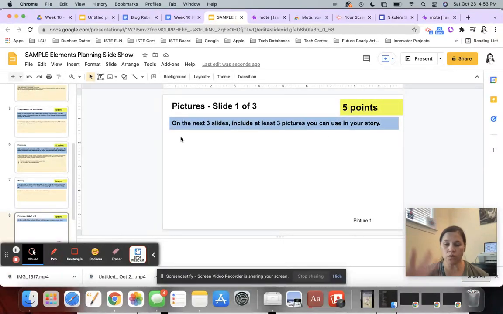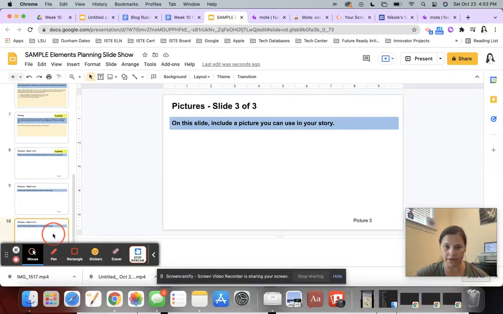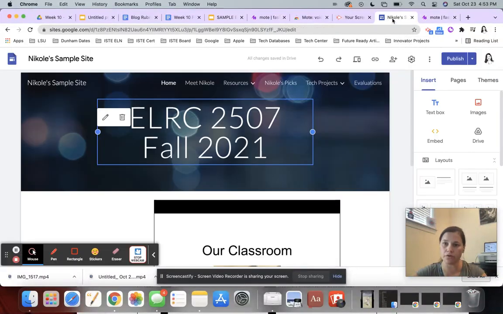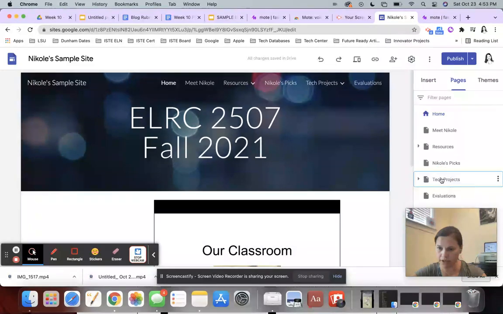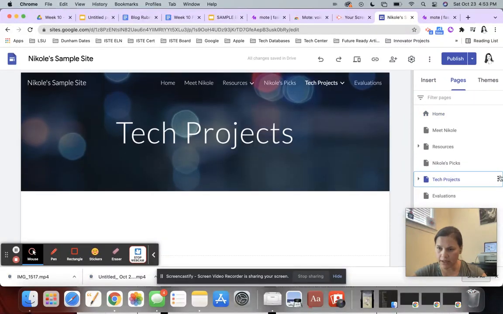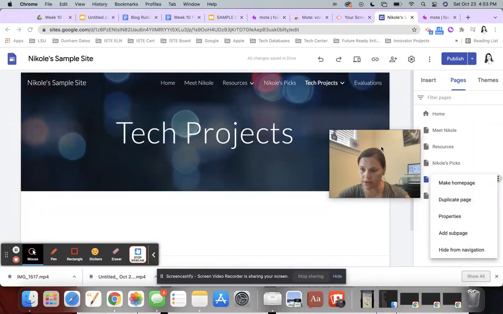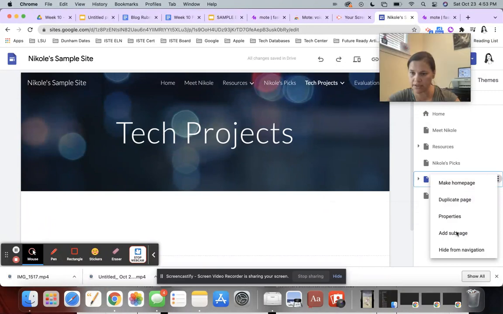Okay. So once we have all of this, so you put a picture per slide. I'm sorry, I kind of rambled through that. Once we have all of this, we are going to go to our Google site. We're going to go to Tech Projects. So let me go to my pages, Tech Projects. And I need to move this over, add a subpage.